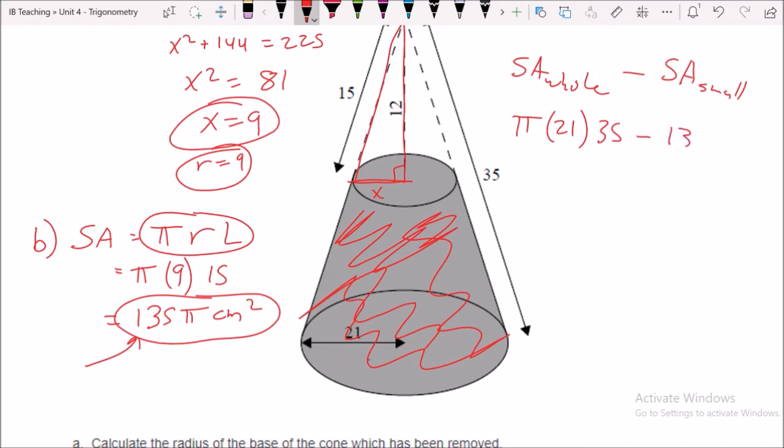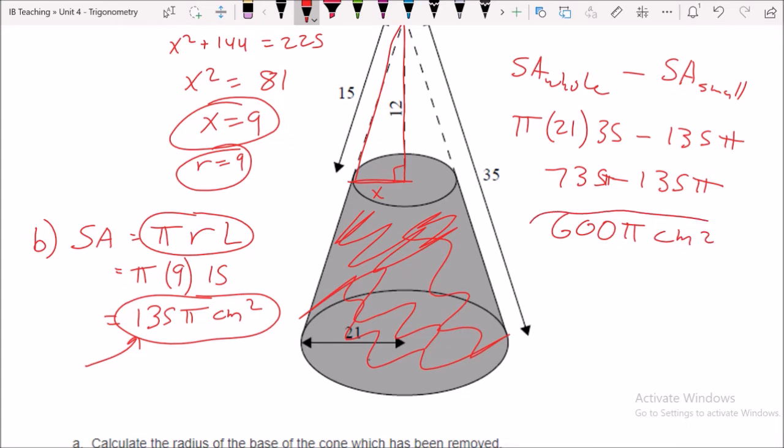We're just going to write minus 135 pi. Okay, let's grab our calculator. So 21 times 35, what's that? That's 735 pi. So we have 735 pi minus 135 pi, and that's pretty easy. Oops, I forgot the pi. That's pretty easy to do. That's just 600 pi square centimeters.